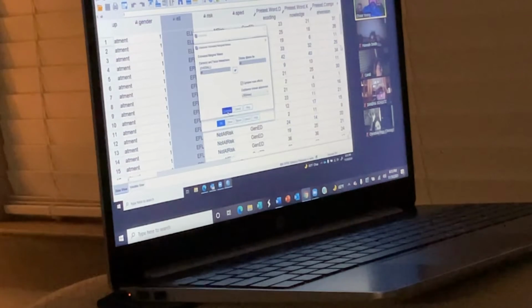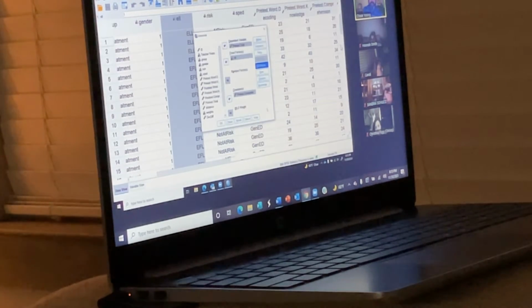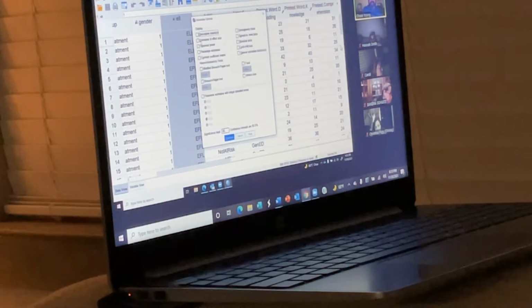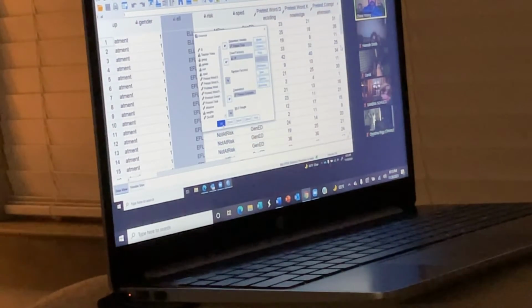So we go to estimated marginal means. We move this group over here, ELL. We want to compare the main effects, using LSD, to see what the differences are. And for options: descriptives, effect size, observed power, homogeneity test, always. And we click OK.